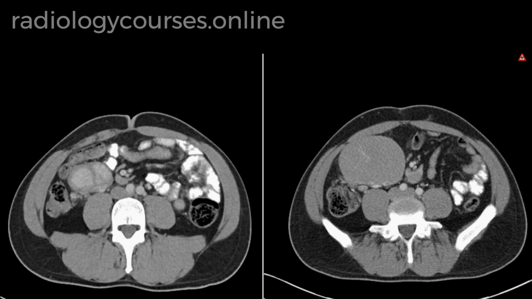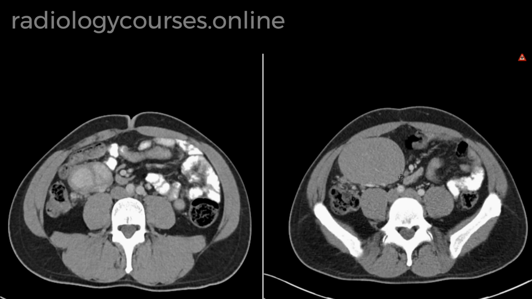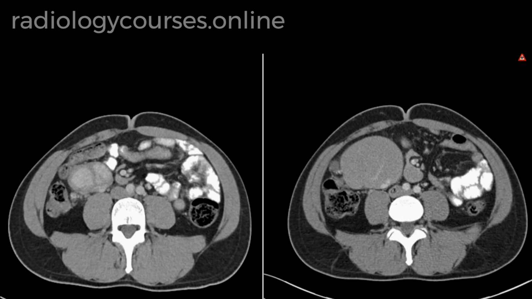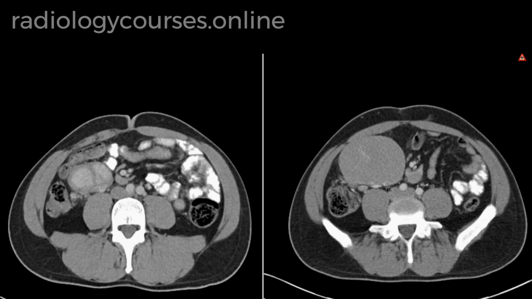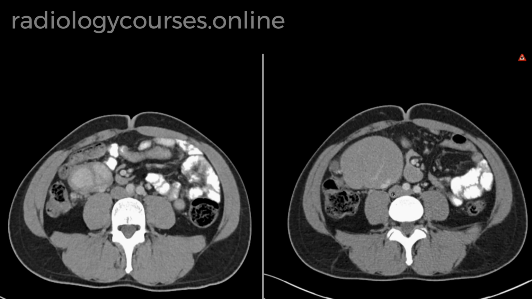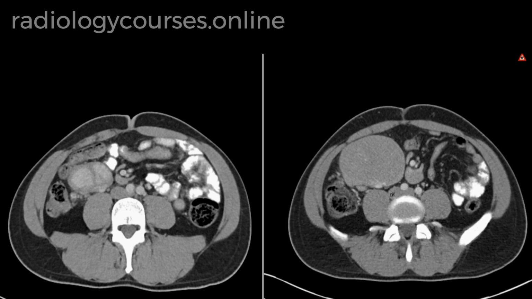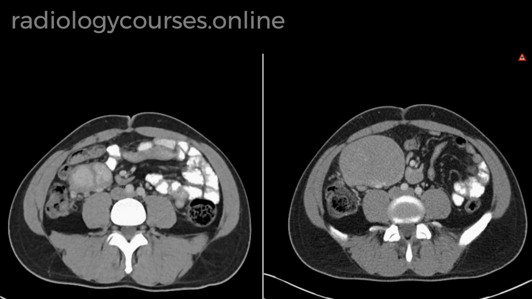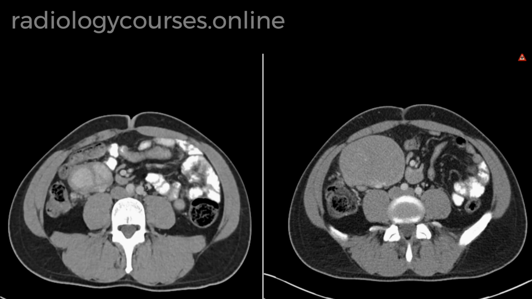Here we have two CT scans of the abdomen and pelvis in a patient with non-Hodgkin's lymphoma on chemotherapy. Here is the initial scan and here is the current scan. What we see on the previous scan is a very large nodal mass in the right mid mesentery, and subsequent to chemotherapy, the nodal mass has significantly reduced in size.